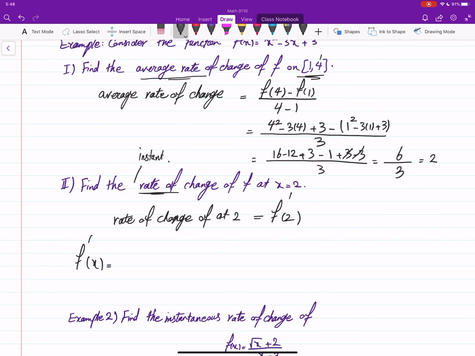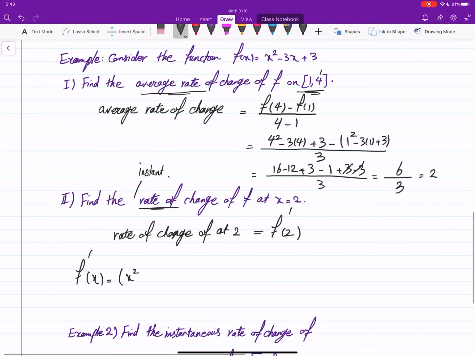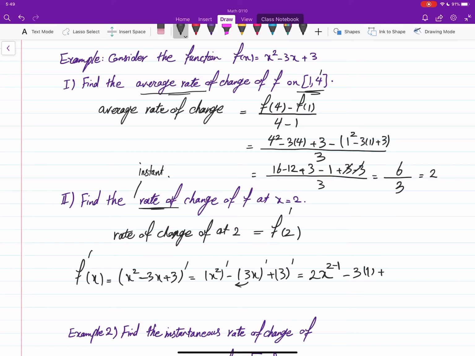This is a polynomial, so we are trying to find the derivative of x squared minus 3x plus 3. This is a sum of derivatives, or well, differences of derivatives, doesn't matter here. The derivative of x squared is 2x to the power 2 minus 1. Minus, this 3 comes out because of the constant multiple rule, then the derivative of x to the power 1 is just 1. Plus the derivative of 3 is 0. So we have 2x minus 3.